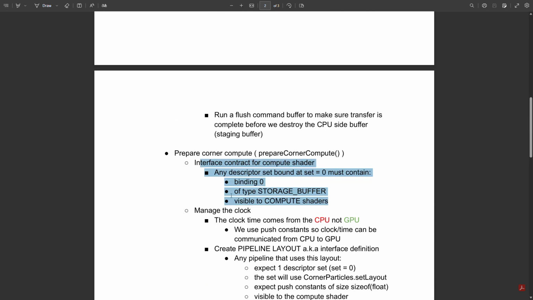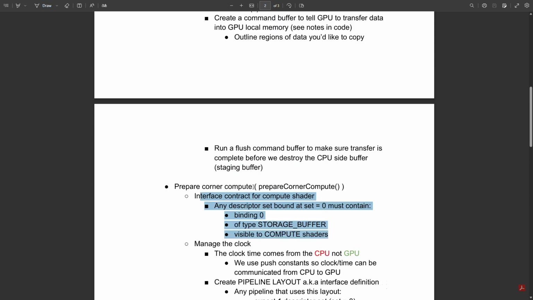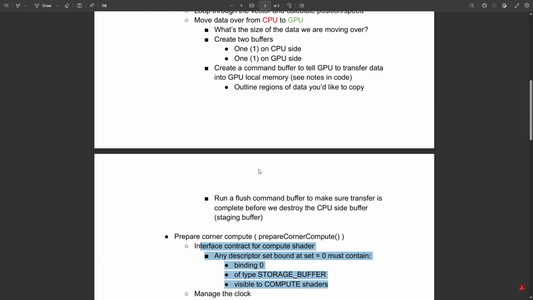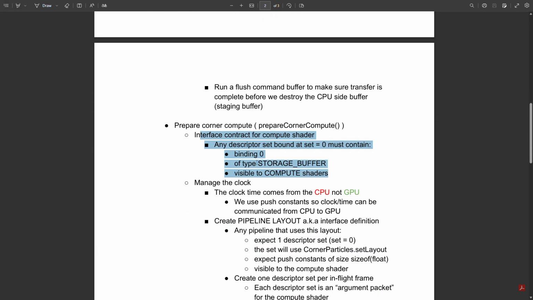We're basically saying, okay, interface contract for compute shader, right? The compute shader is expecting some information of type storage buffer, and that's visible to the compute shader. So this is sort of creating the storage buffer, and then making sure that the shader can actually access that container, that memory, all of that stuff, right?